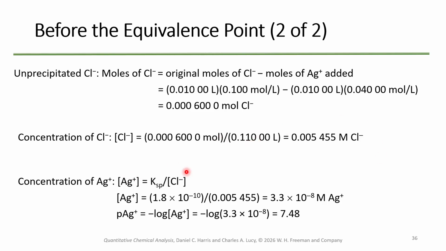Okay, how do we get the silver then? Well, that's just going to be this KSP formula. And so we go ahead and plug these numbers in the KSP formula. So that right there is the KSP, divided by that chloride number. And then that's going to give us our silver number. Note that you're typically going to want to look at this in terms of P, so negative log of those numbers, because they're going to be very small. And so you take negative log of that number, and that gives you 7.48 for the P silver.